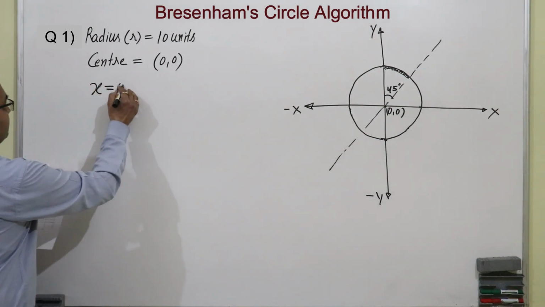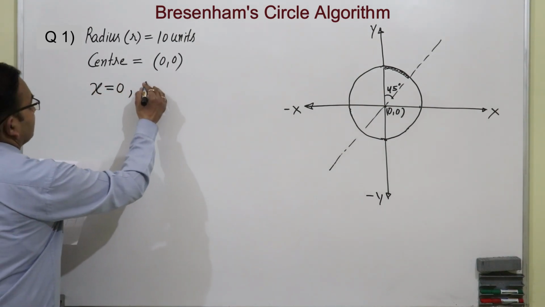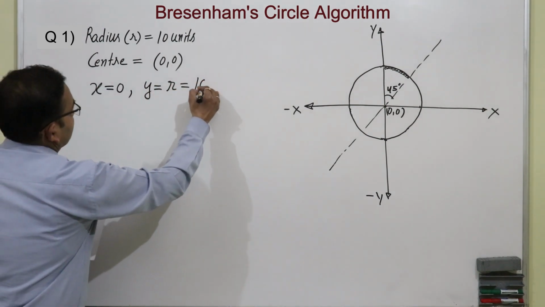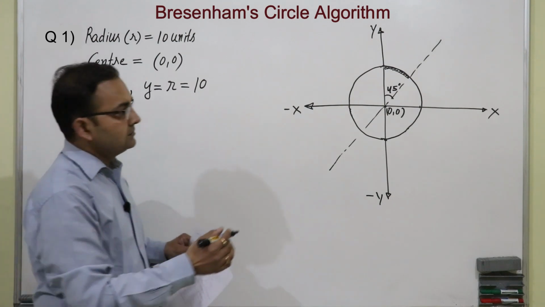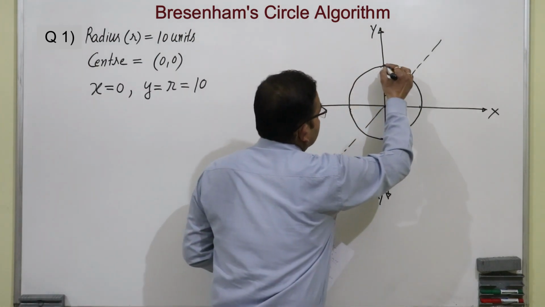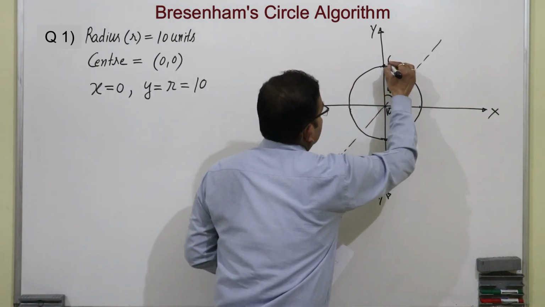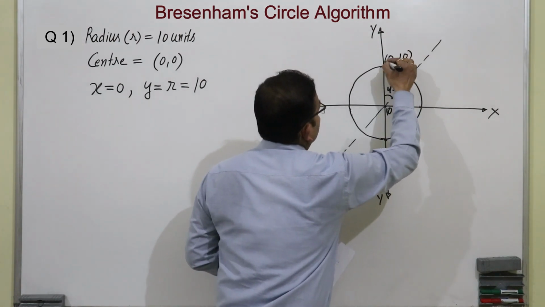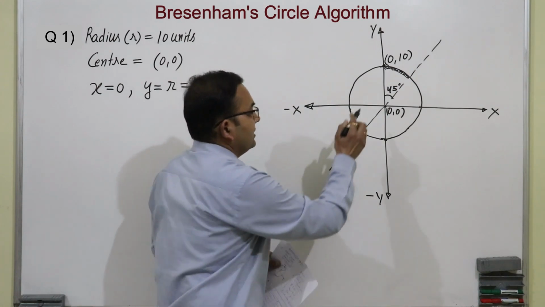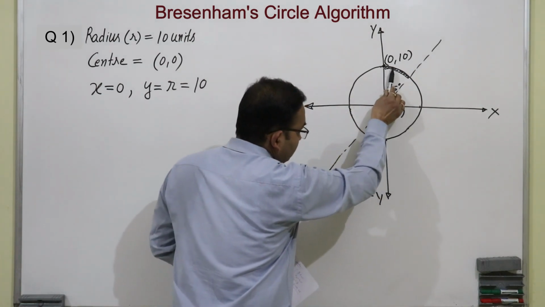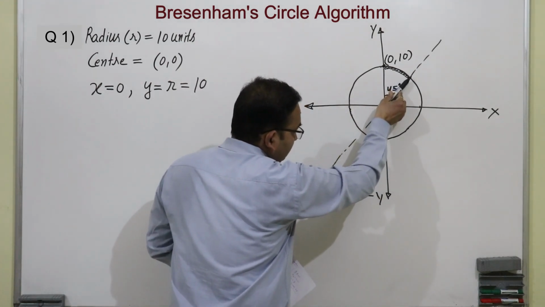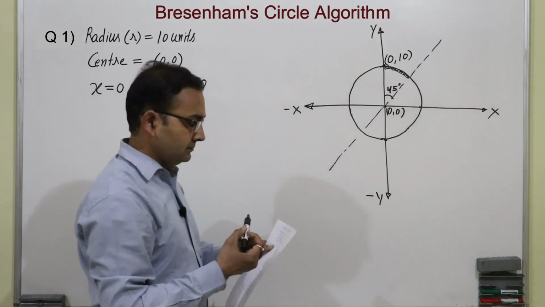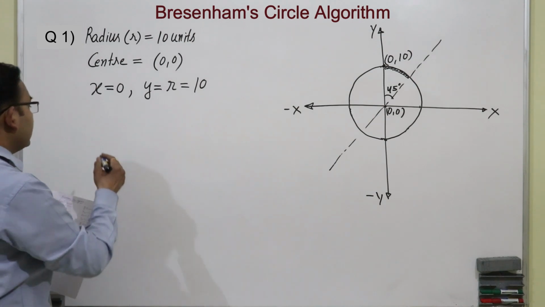So, we will find out the coordinates of these points. x equal to 0, y equal to r equal to 10. We are writing the coordinates of this point, it is 0, 10. And we will move in clockwise direction until this angle is 45 degrees.